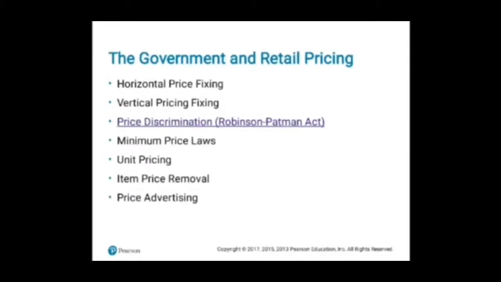The government and retail pricing. Federal, state, and local regulations affect pricing. For retailers operating outside their home countries, international jurisdictions come into play. Horizontal price fixing involves agreements among manufacturers, among wholesalers, or among retailers to set a certain price. And also, there are vertical price fixing, price discrimination, minimum price laws, unit pricing, item price removal, and price advertising.